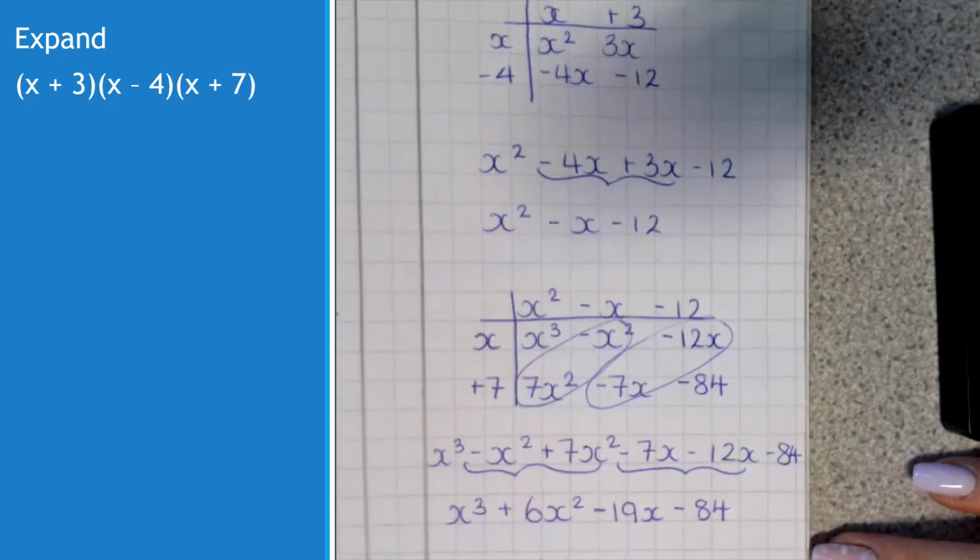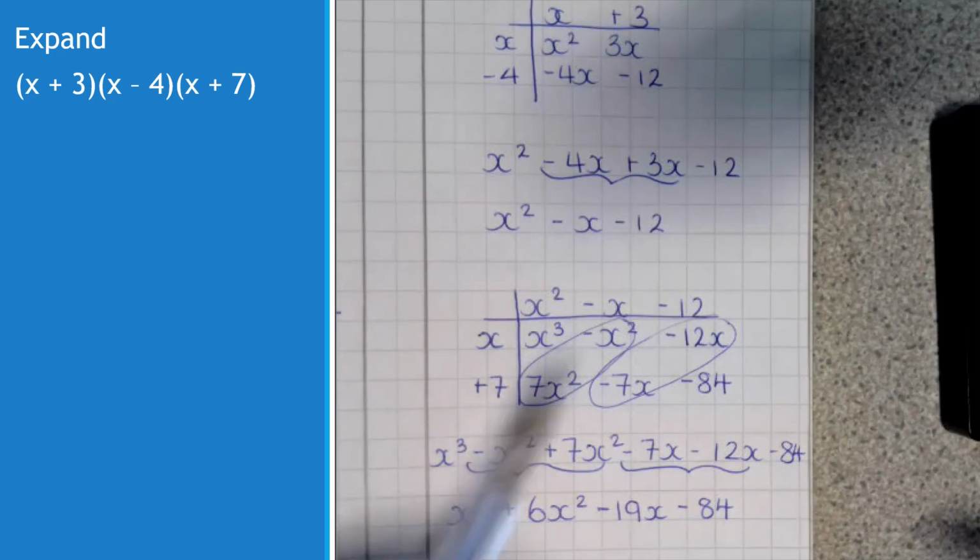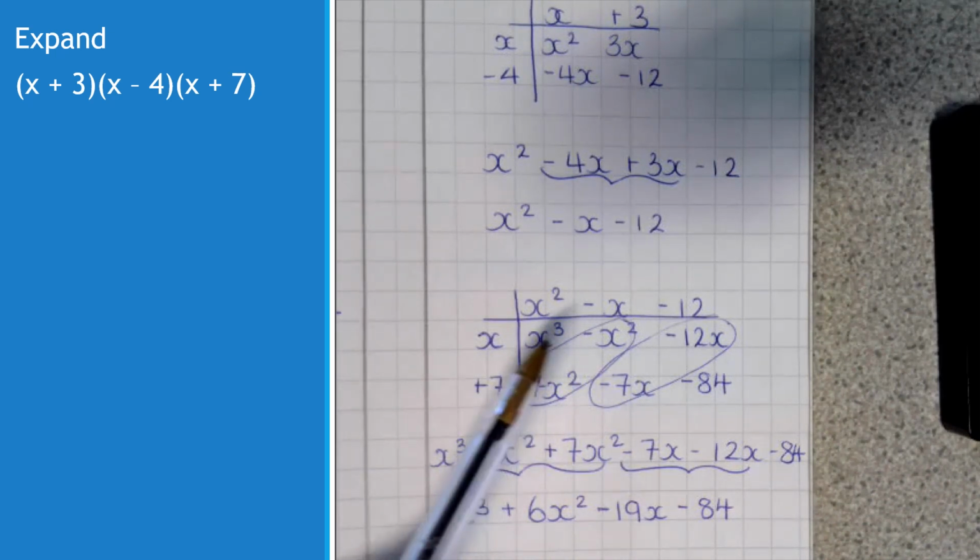So the method is the same, you've just got to make sure that you take care with laying out your terms so that they're nice and clear so that you know what you're multiplying by, and also making sure that you use your grid method, because that makes things easier to see as well.